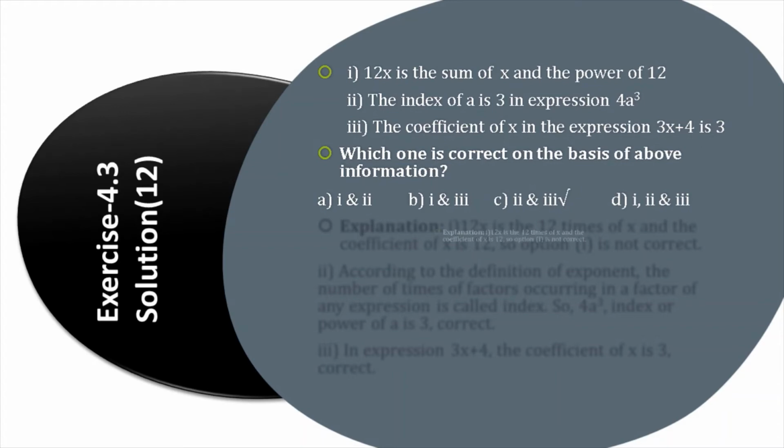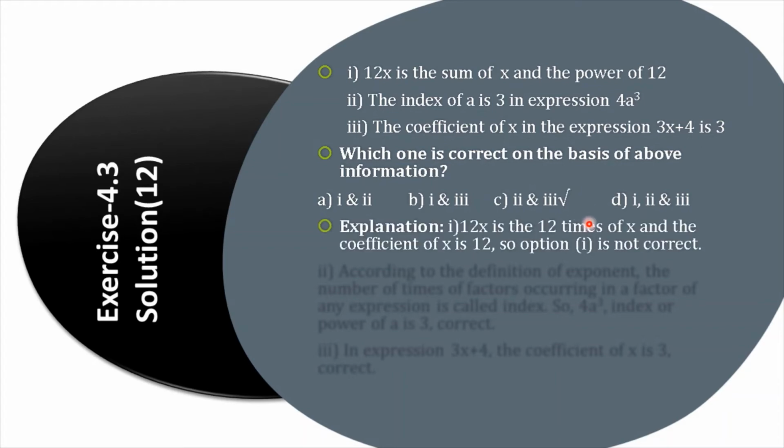Let us see the explanation. 12x is 12 times of x, and the coefficient of x is 12. So option 1 is not correct, my dear, because here the coefficient of x is 12, not the power. The power is x to the power 1, that means the power of x is 1. That's why number 1 is not correct.